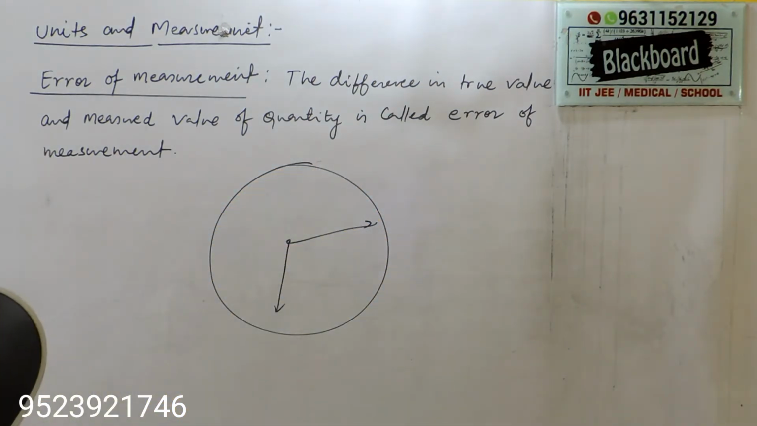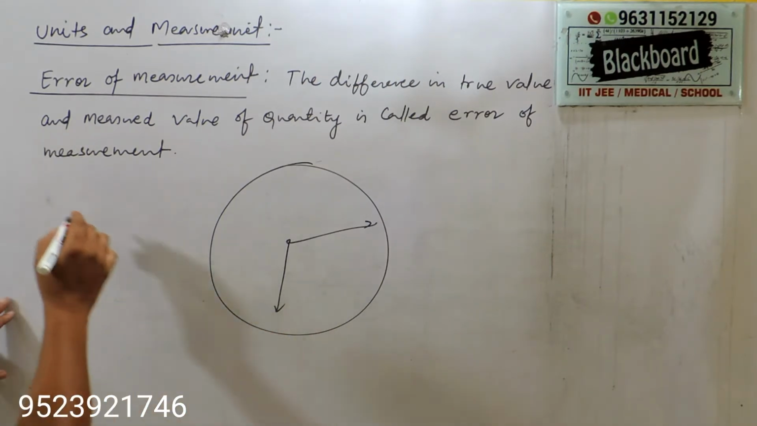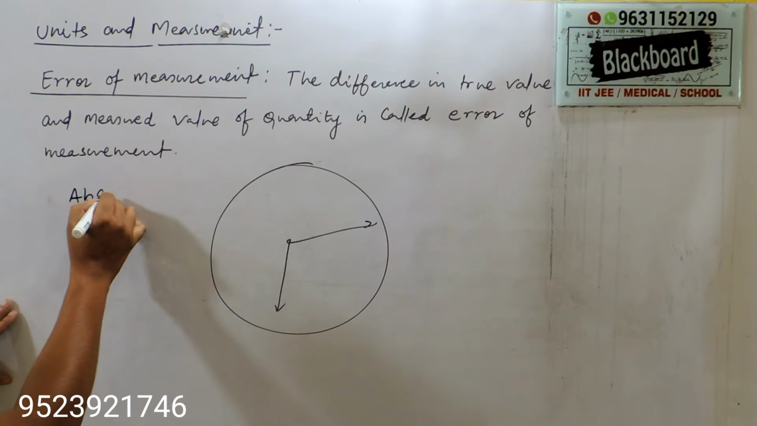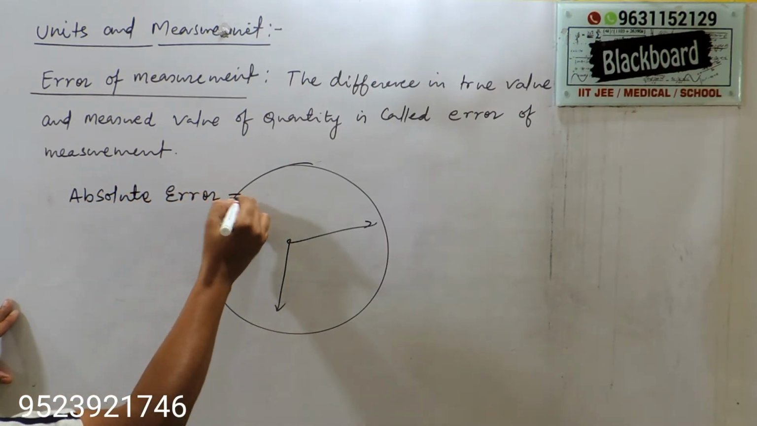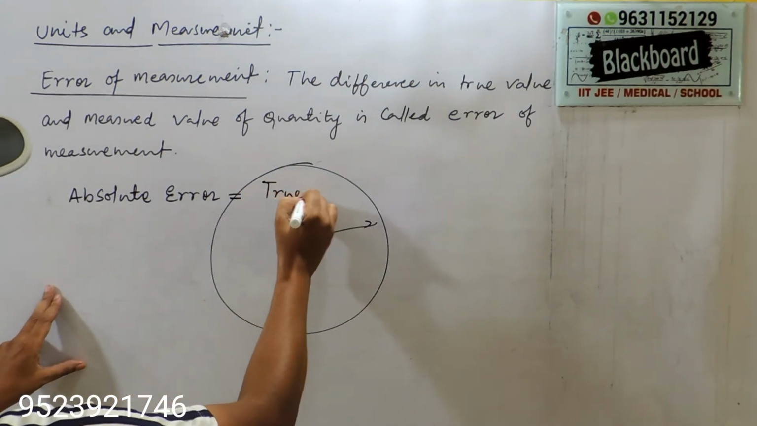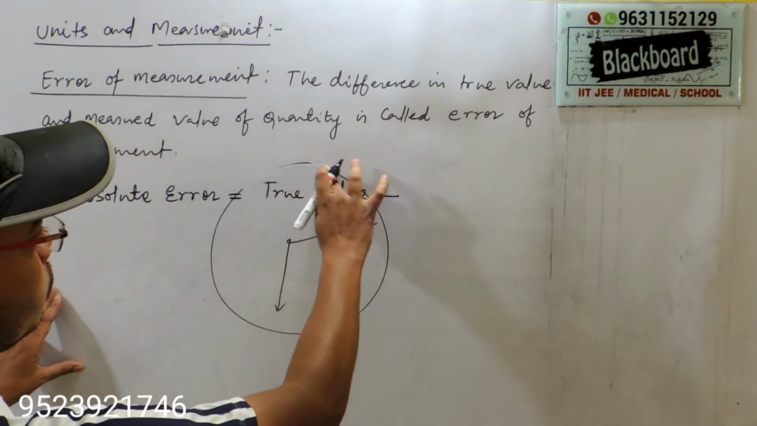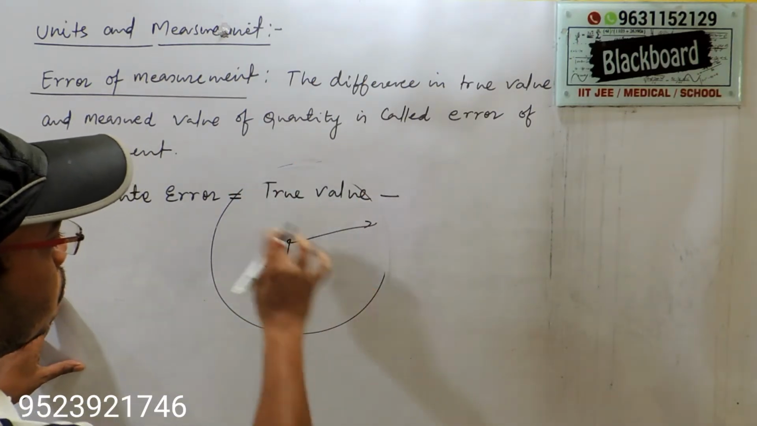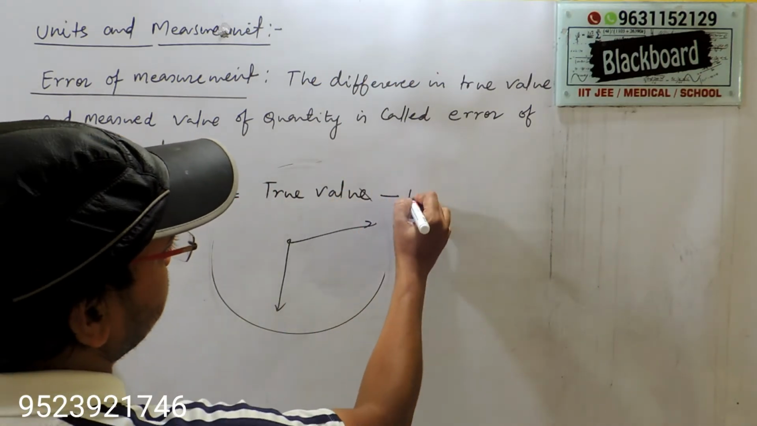Difference in true value and measured value of quantity, that means true value and measured value. That means you can write absolute error is equal to true value minus measured value.